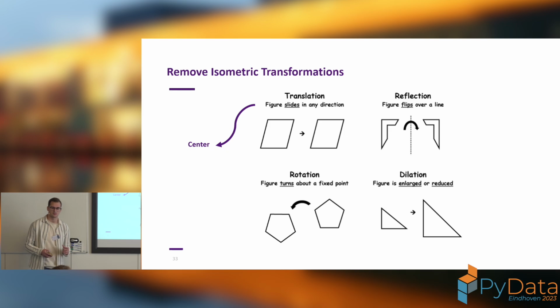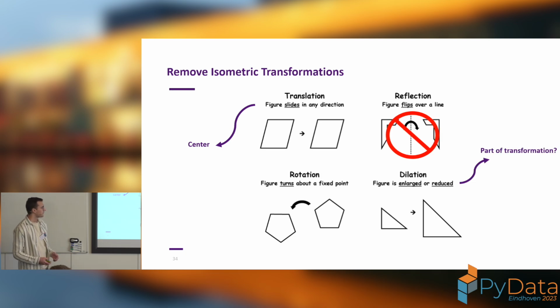So we need to do some pre-processing steps on these 3D images. And these are so-called isometric transformations that we need to remove. Examples of them are, for example, translation. Well, that's pretty easy to resolve because you can just center a point cloud. Let's say that we are not dealing with reflection for now. You can have a difference in scale. That could be part of the transformation that you want to model, but it could also be that you want to rescale your objects.